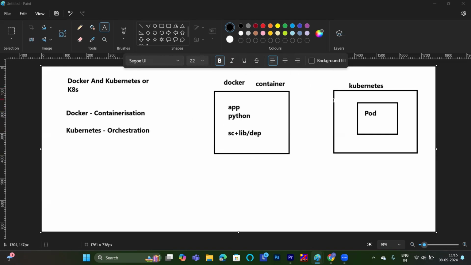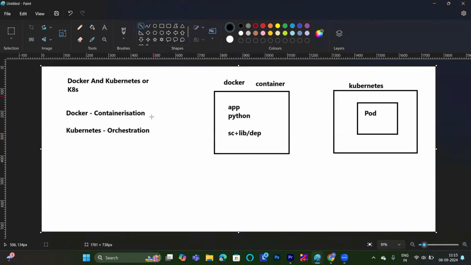Now coming to Kubernetes, what Kubernetes is doing is providing orchestration. Orchestration means management for containerized applications. So whatever containers we are running here will be orchestrated or managed by Kubernetes. So what is the necessity of managing these containers?